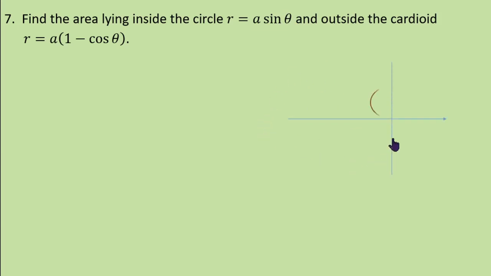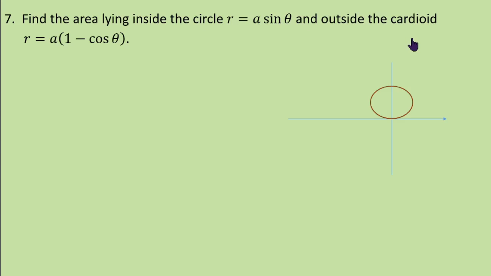Circle is above the initial line, because when theta is 0, sin 0 is 0, r is 0. When theta is pi by 2, r is a. So it is like this. And then in the second quadrant again positive. When theta comes to pi, r becomes 0. Therefore 0 to a to 0. So this is the circle r equal to a sin theta.